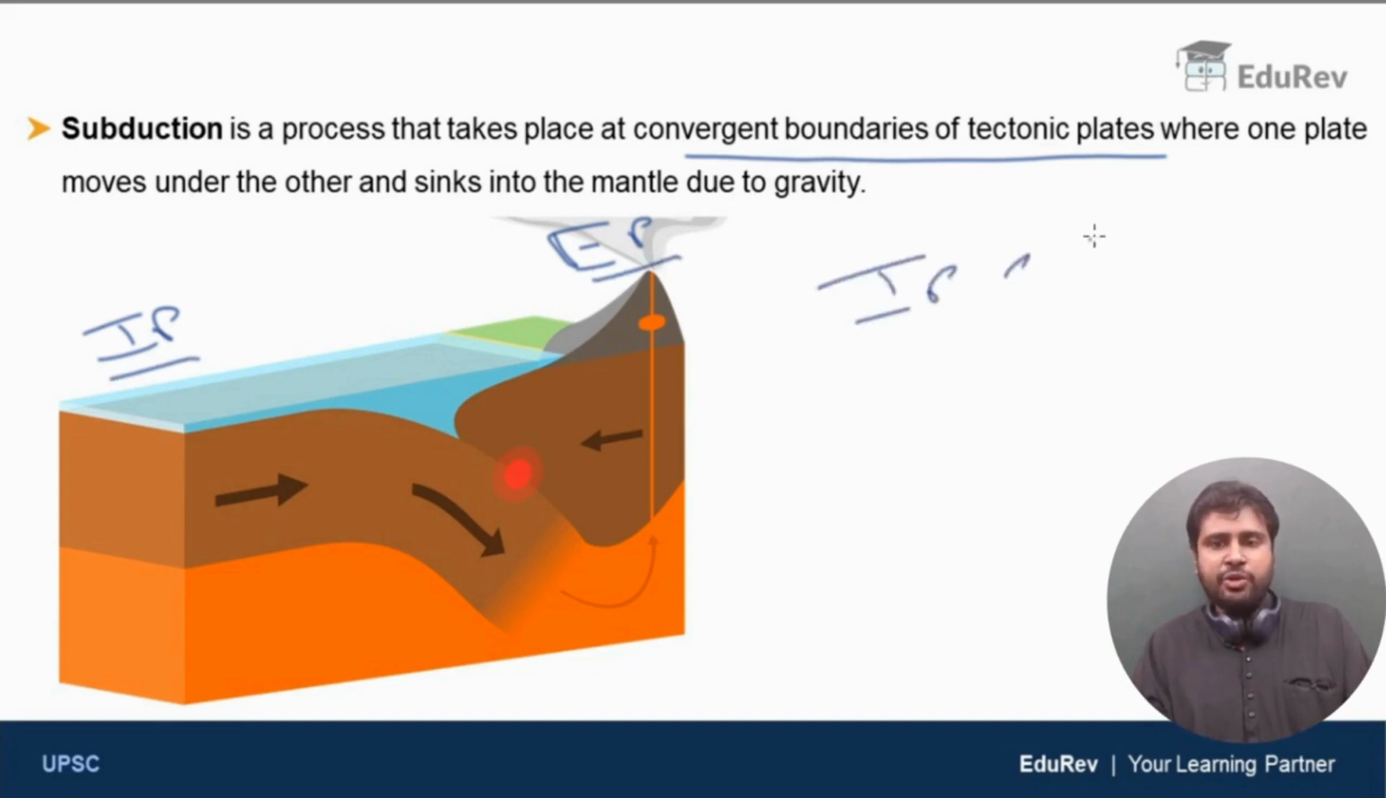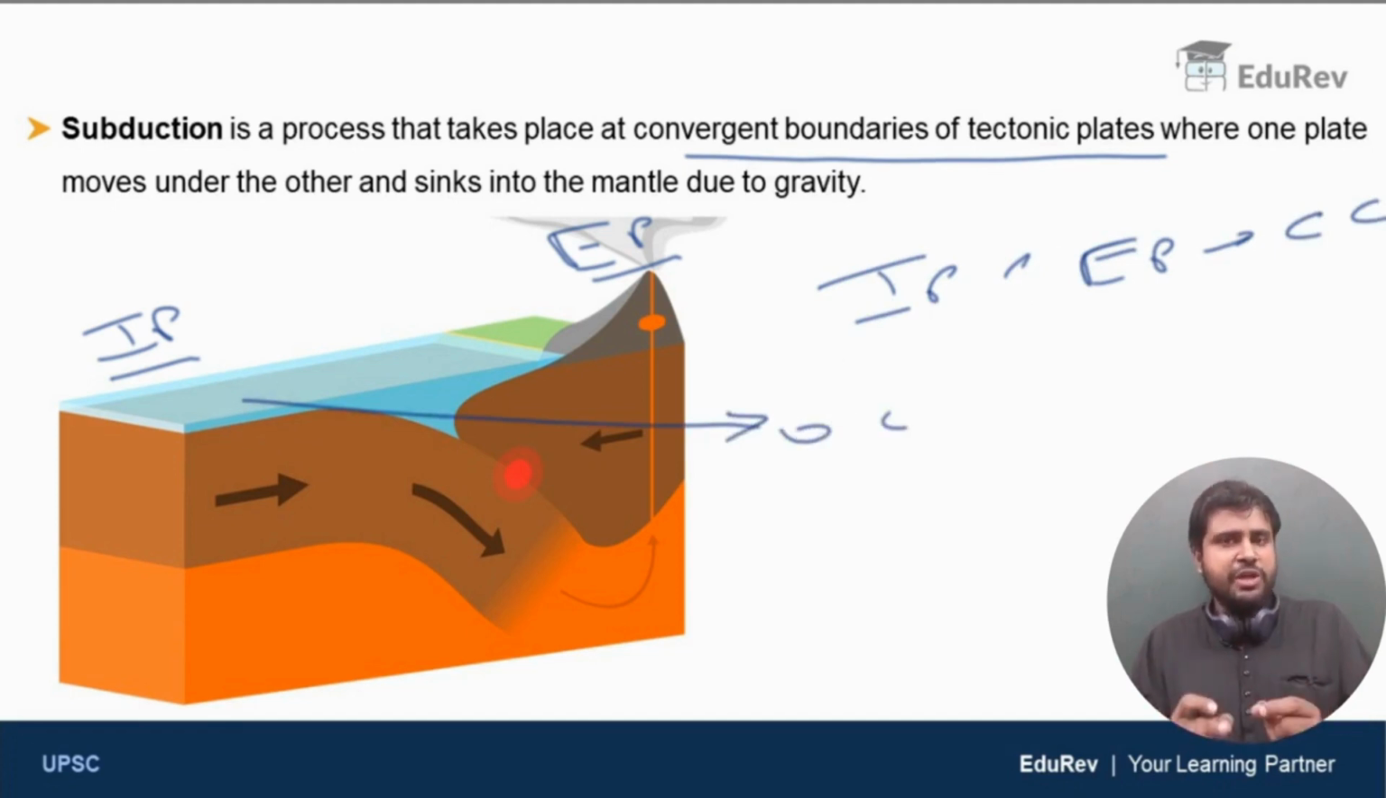Indian plate and Eurasian plate, both are continental crust. But in this image here, I'm showing you oceanic crust. You can find the ocean here, right? So just for the sake of example, just for understanding this, imagine that both are continental crust, and this is the Indian plate and this is the Eurasian plate.